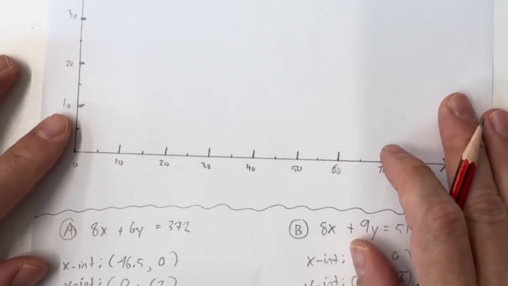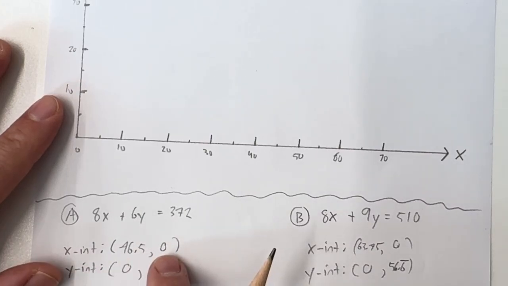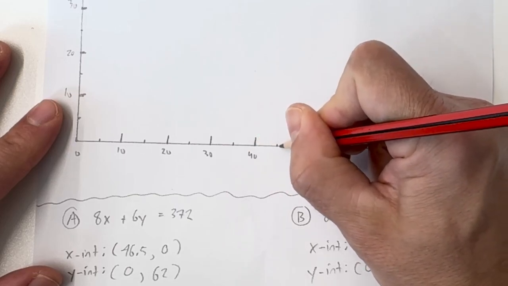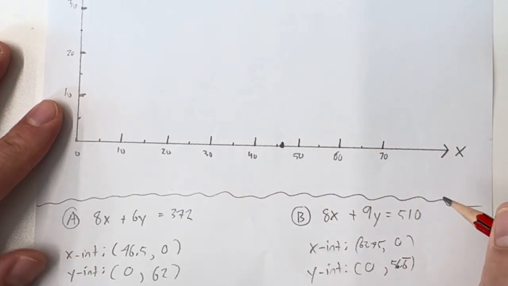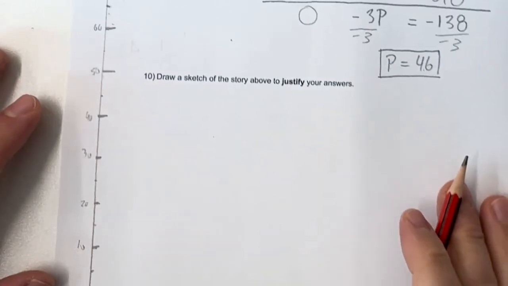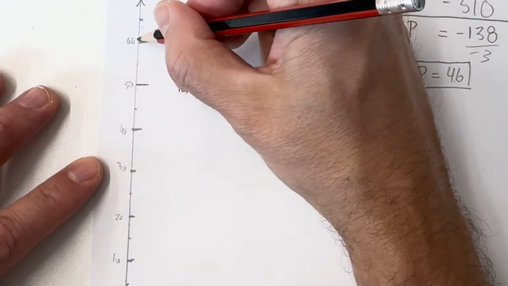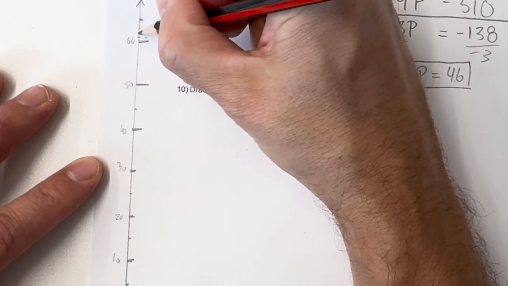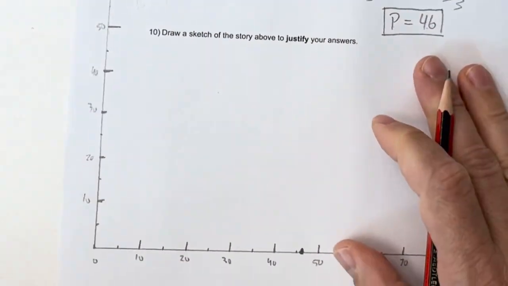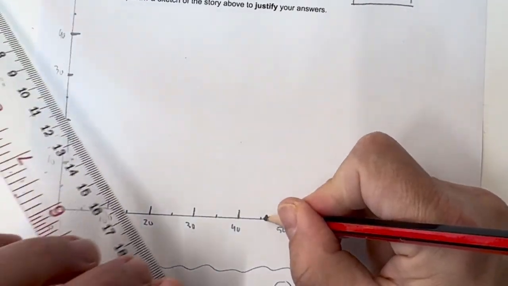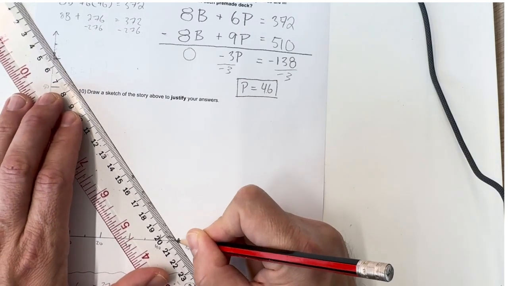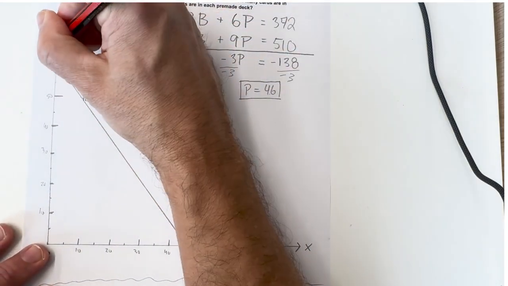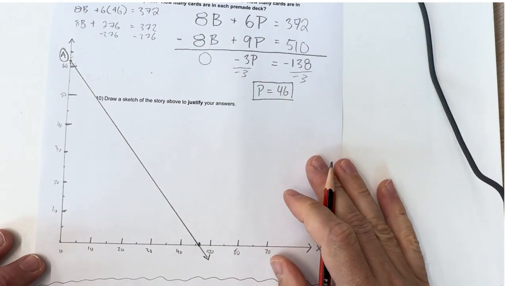So equation A, we found out that our x-intercept is 46.5. So that would be, this is 40, 50, that's 45, so it'd be right about there, okay? And then my y-intercept was 62. So here's 60, and this is 65, so 1, 2, 3, 4, 5, about right here. Okay, so there we go. So I can nicely, just by using those intercepts, make a pretty good looking line here. And I'm gonna put an A, because that's equation A.